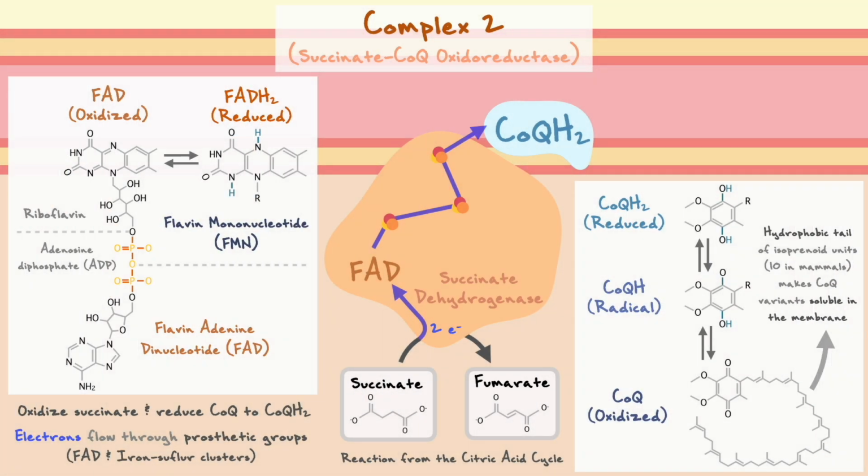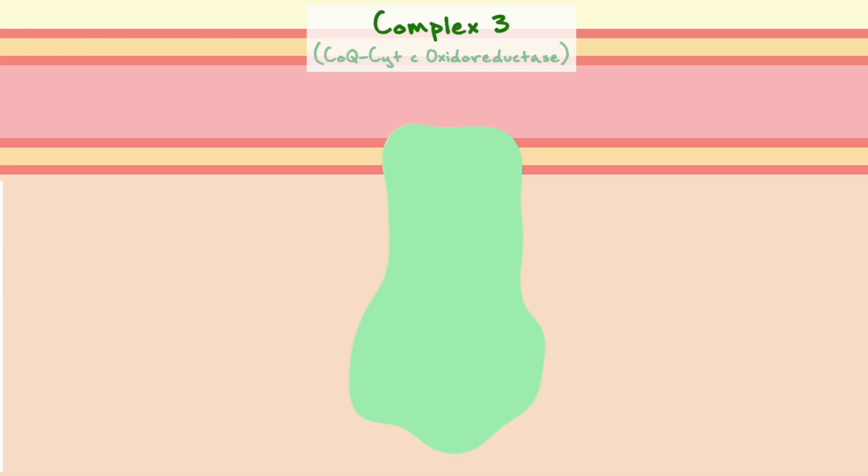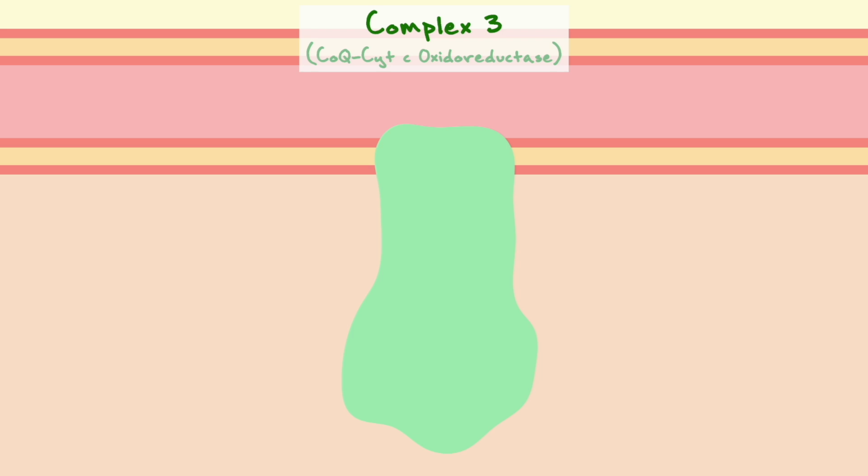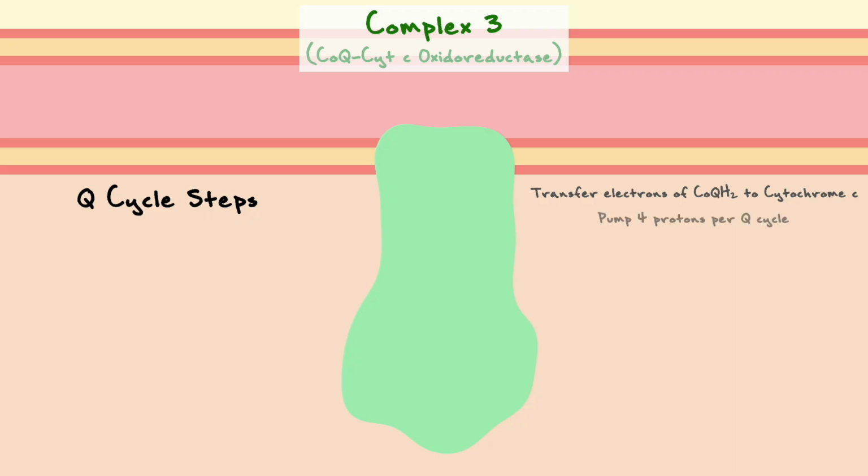Alright, moving on to complex 3, also known as coenzyme Q cytochrome C oxidoreductase. This is where the electrons that we have accumulated in the form of CoQH2 will be transferred to cytochrome C. The process that makes this happen is called the Q cycle and allows 4 protons to be pumped in the intermembrane space. Before we get into the steps of the Q cycle, we first need to cover the structures of complex 3 and the molecules that will be important for this process.